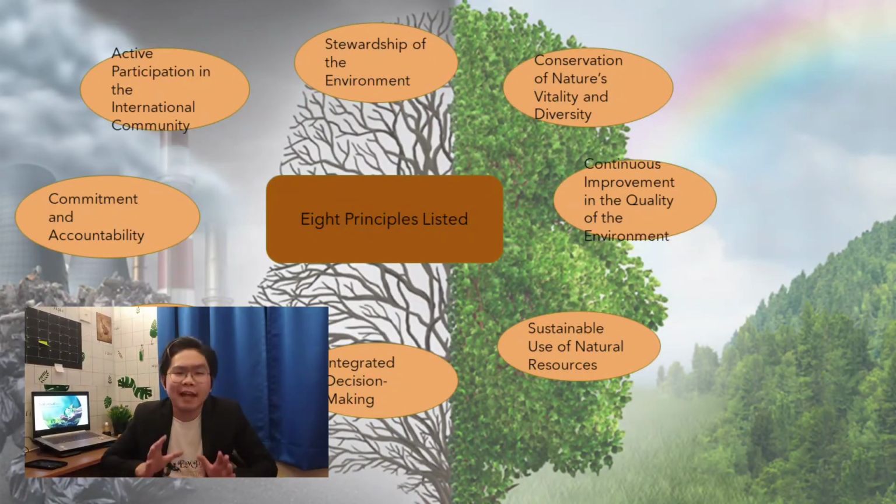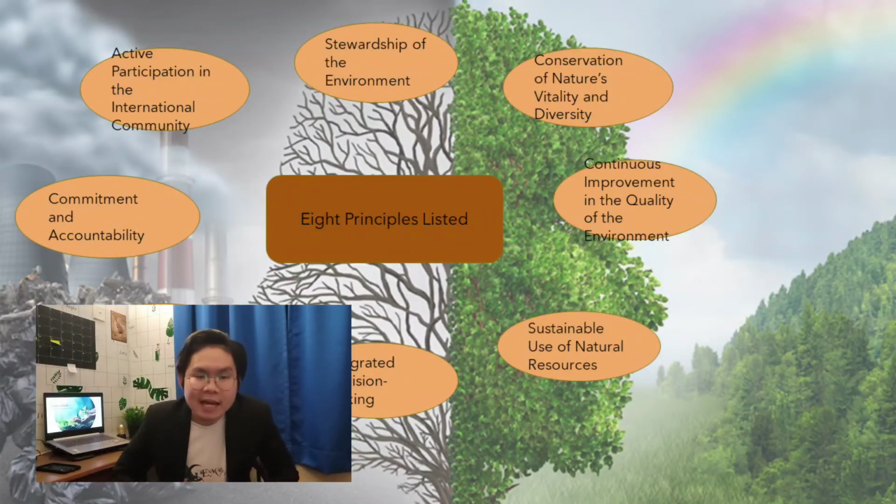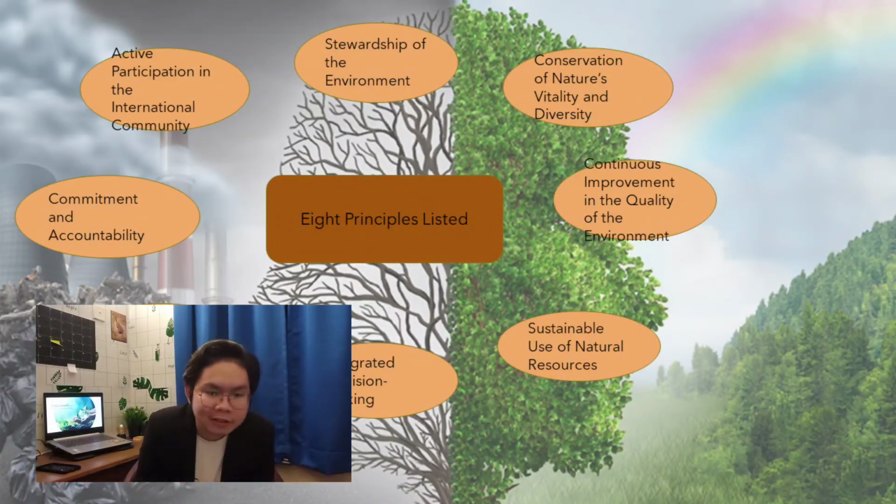This policy has 8 principles. Number 1 is stewardship of the environment. Number 2, conservation of nature's vitality and diversity. Number 3, continuous improvement in the quality of the environment. Number 4, sustainable use of natural resources. Number 5, integrated decision making. Number 6, role of the private sector. Number 7, commitment and accountability. And lastly, active participation in the international community. Therefore, this policy can promote the sustainable management of abiotic resources listed in our poster because of the role of this policy.